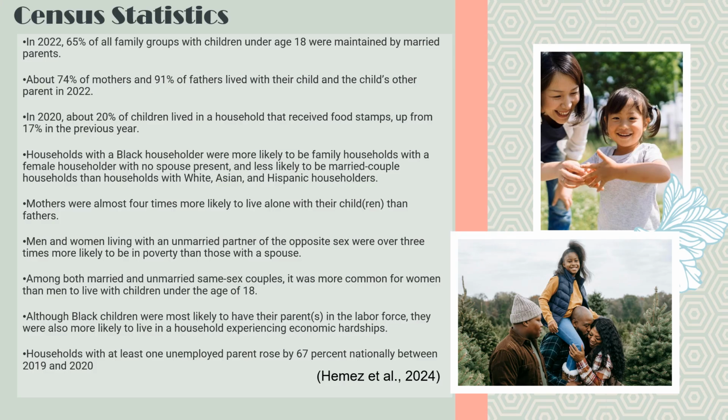Here are some other notable statistics from the census. I won't read them all, but some highlights include mothers were almost 4 times more likely to live alone with their children than fathers, and households with at least one unemployed parent rose by 67% nationally between 2019 and 2020.